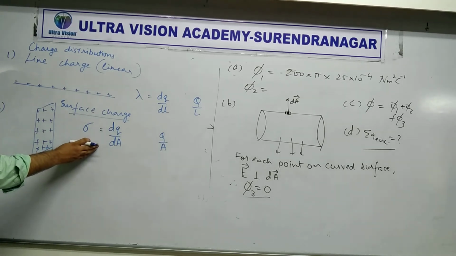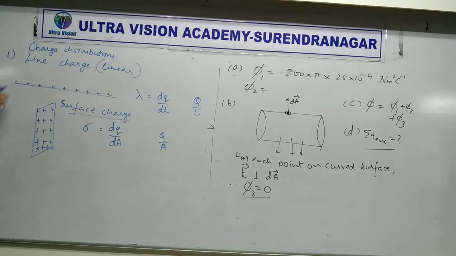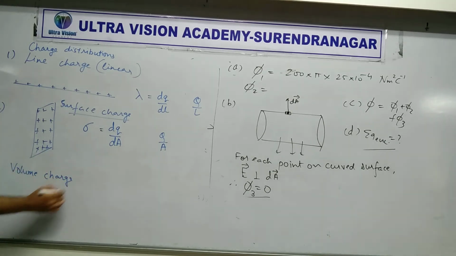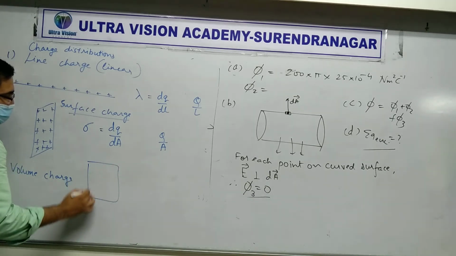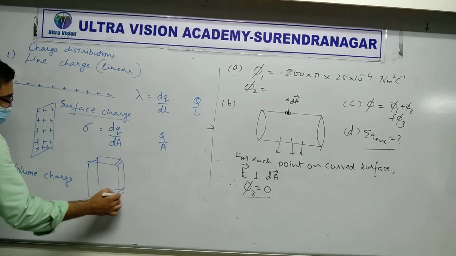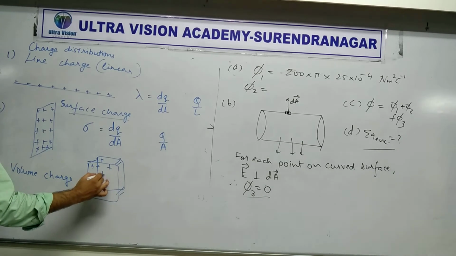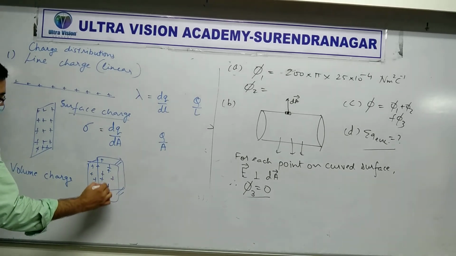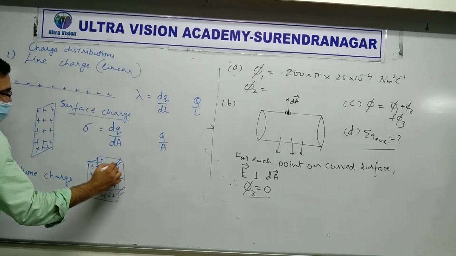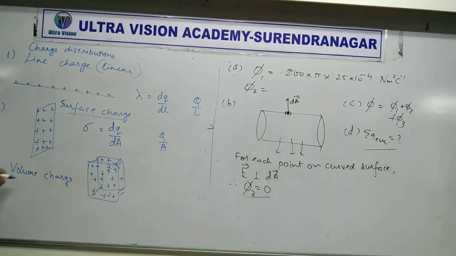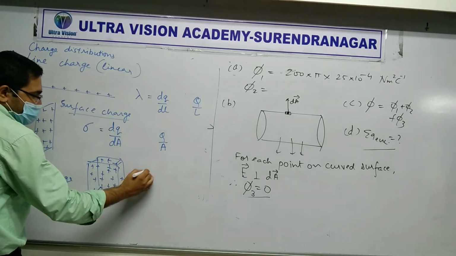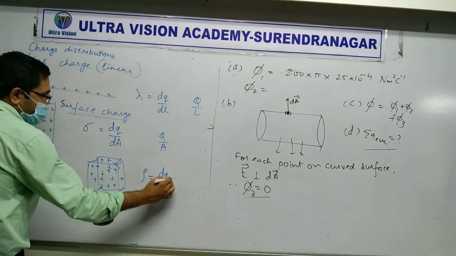Fine, this is clear. But the third one is on volume. Line means on length, this is on area, and the third one will be on volume. So that would be called volume charge. For example, there is a cube filled up of some material, let's say glass, and it is charged everywhere. This is an example of volume charge. Mostly in your syllabus, volume charge questions are related to spheres. So there, rho is equal to dq by dV.